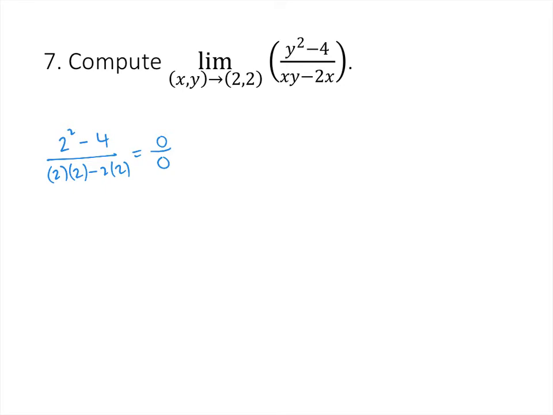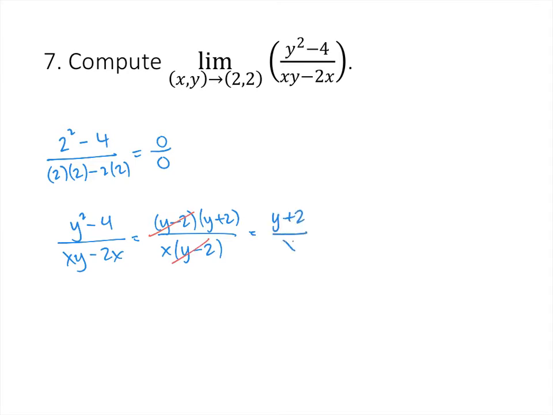But it's a good sign when we get 0 over 0. That sometimes means that we might be able to factor the top and factor the bottom and see if we can simplify. And that's how it's going to work for us here. So y squared minus 4 divided by xy minus 2x. Y squared minus 4 factors as (y minus 2) times (y plus 2). On the bottom we can factor out an x. So now I can cancel the y minus 2's, which gets me (y plus 2) divided by x. And now when I plug in the point (2, 2), what I get is 2 plus 2 divided by 2, which is 2.